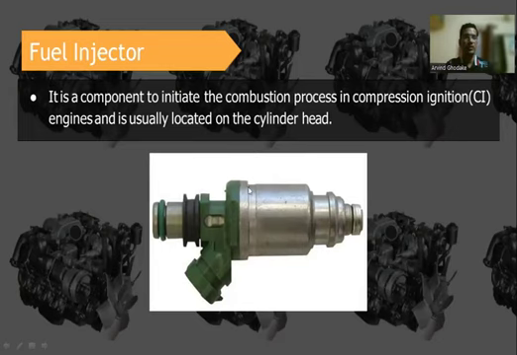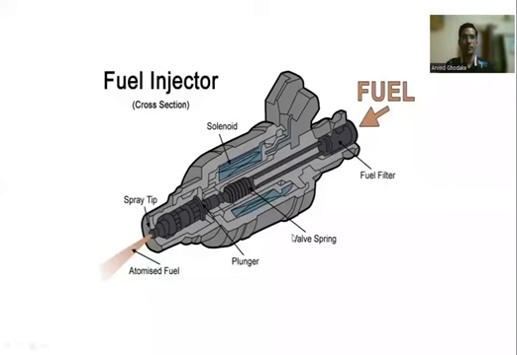So the main difference between a diesel engine and a petrol engine is that the spark plug is used in the SI engine, that is the petrol engine, and in the CI engine or diesel engine, the fuel injector is used to initiate the combustion process.